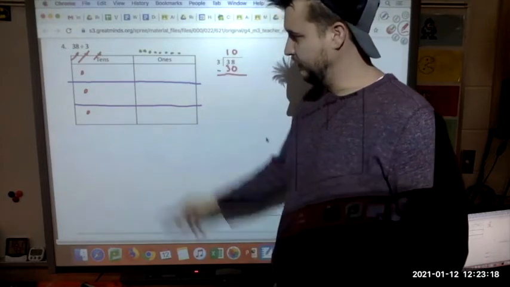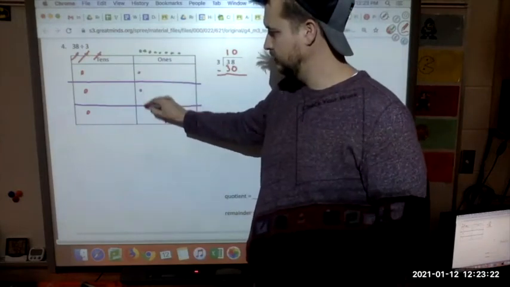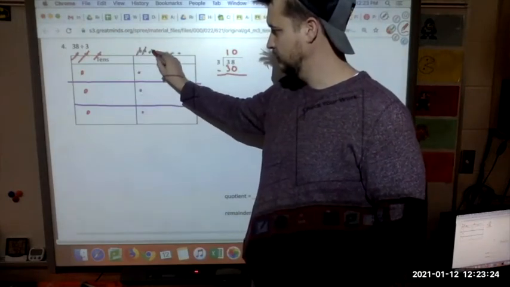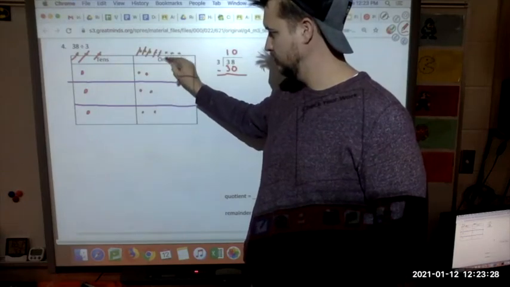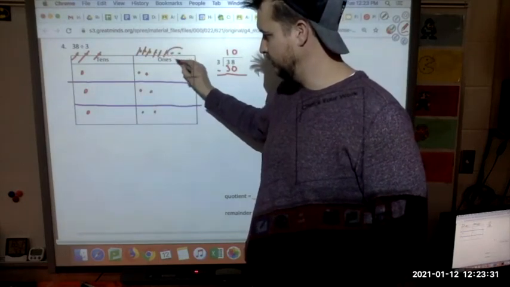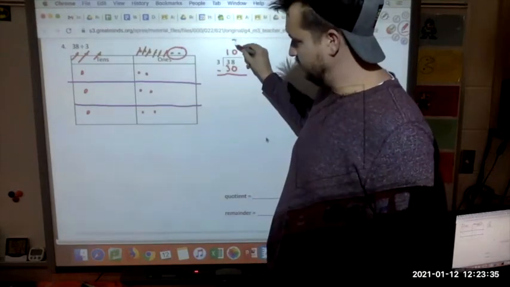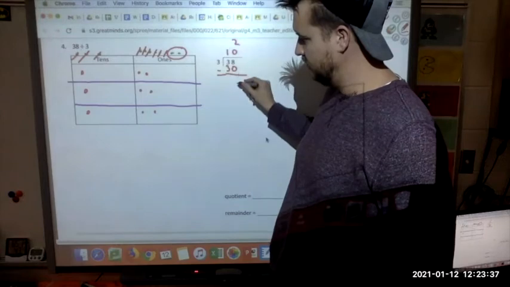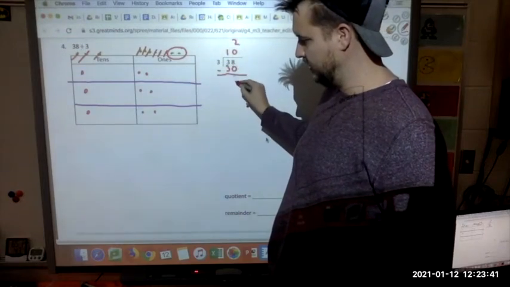Subtract. Now I have to share these. 1, 2, 3. 1, 2, 3. And then there's 2 left over. So there's 2 in every group. That means the next closest number is times 2. 3 times 2 equals 6. So when I subtract 30 from 38, I get 8.